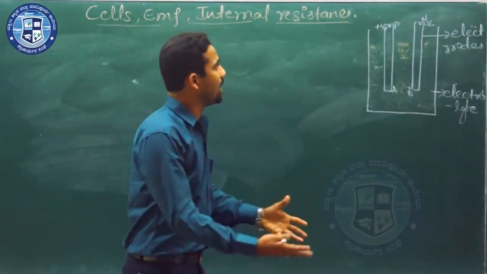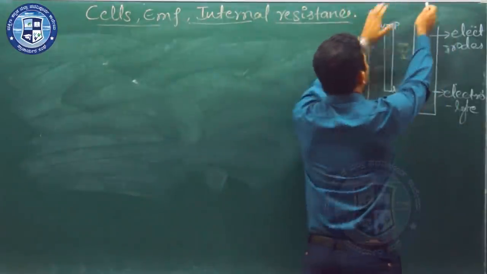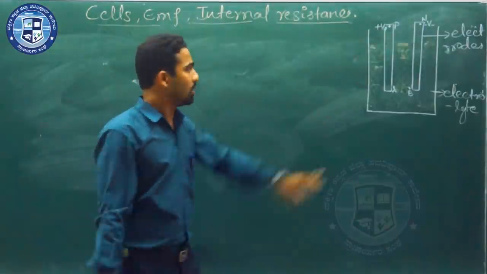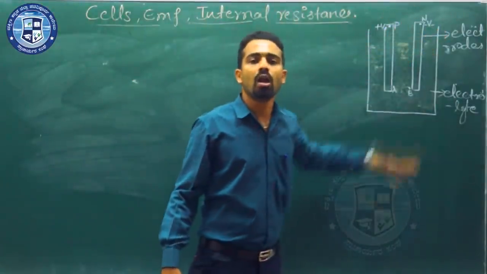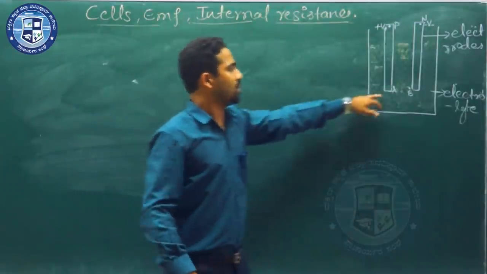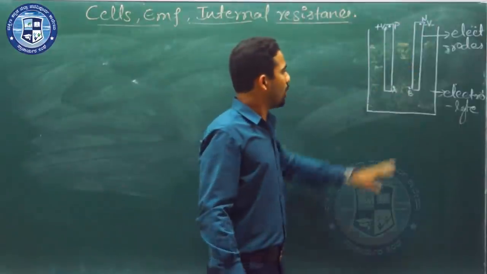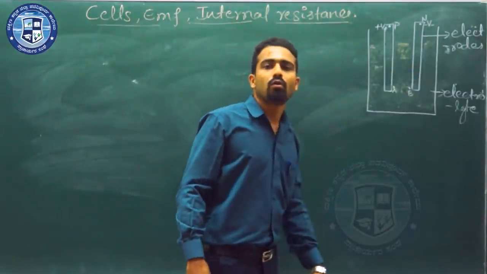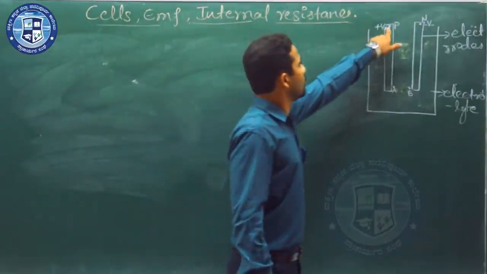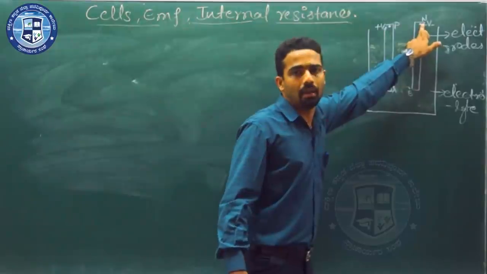For example, if you have connected any external load, that means you have connected a bulb to these electrodes, then what amount of current can this cell give, or what amount of current can be drawn from this cell, that is what we have to find out here. To find this, we should first write the potential across these two points. That is the potential across P and N.